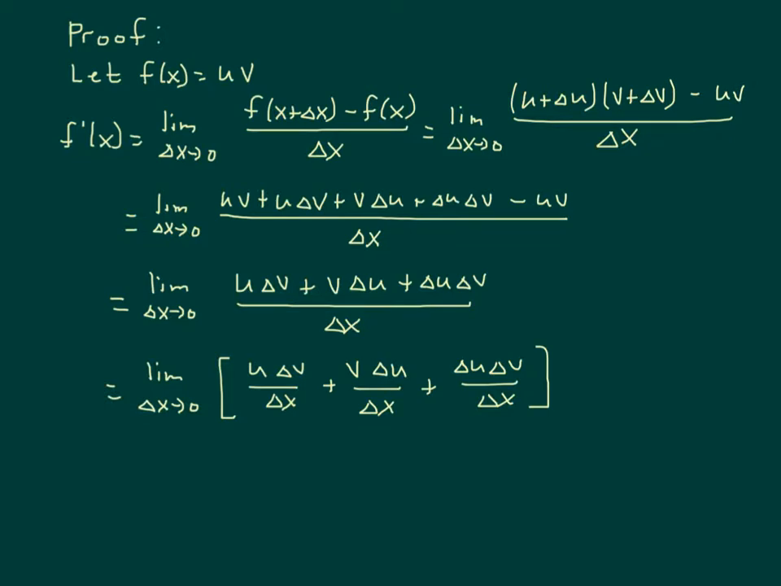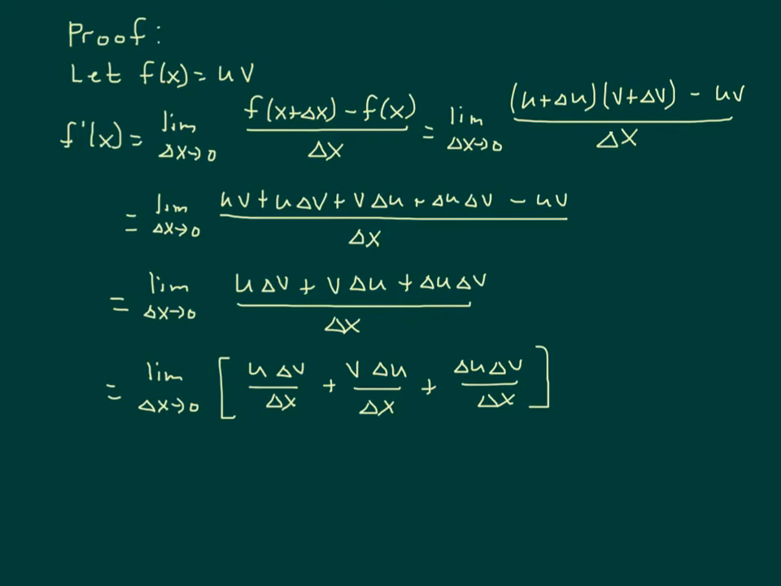Let's take a look at the proof of the product rule. We're going to let f of x be a function that's defined by u and v, where u and v happen to be functions of x, and they are continuous and differentiable. So f prime of x, by the definition of the derivative that we're familiar with, is the limit as delta x goes to 0 of f of x plus delta x minus f of x over delta x. Well, f of x plus delta x is just going to be the product of u plus delta u times v plus delta v, minus f of x, which is just uv, all over delta x. And of course, we're taking the limit of this as delta x goes to 0.